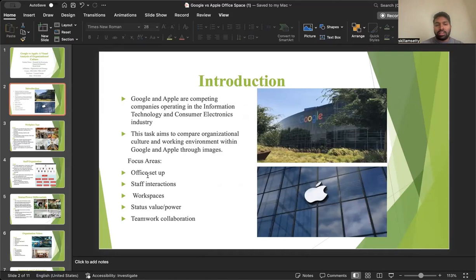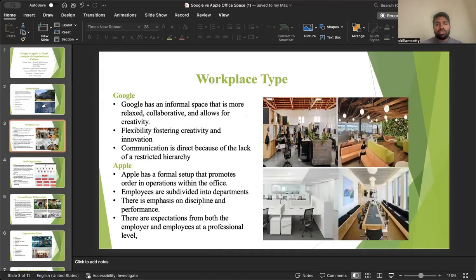So I'm going to discuss office setups. These are the particular areas I'm going to focus on: staff interactions, workspaces, status, value, and teamwork collaborations. Coming to the workplace types, Google has an informal space that is more relaxed, collaborative, and allows for flexibility that fosters creativity and innovation. Communication is direct because of the lack of a restricted hierarchy.